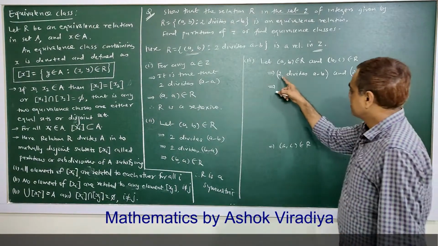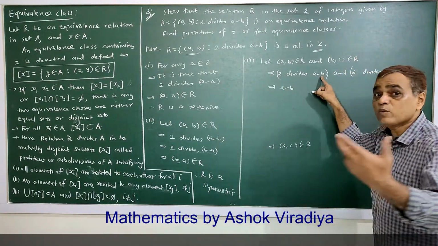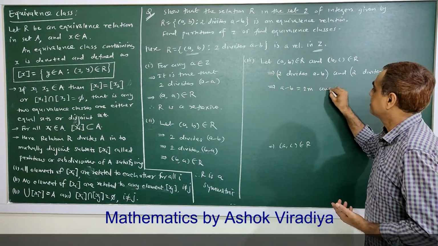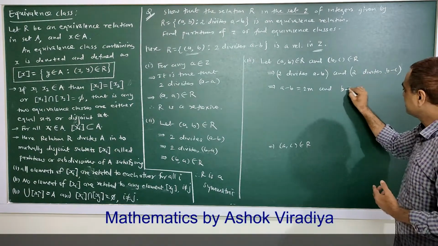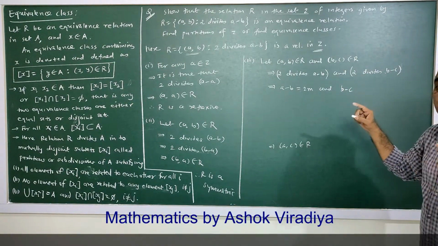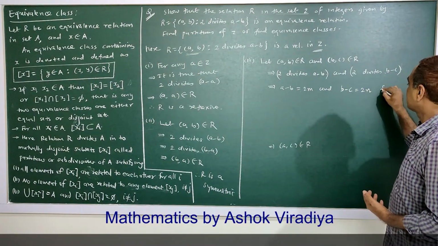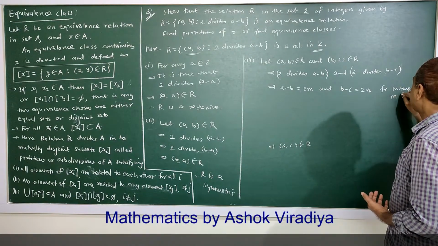That means if 2 divides A minus B, then A minus B is an even number. So it is 2 times M. And if 2 divides B minus C, then B minus C is another even number. So it is 2 times N, for integers M and N.